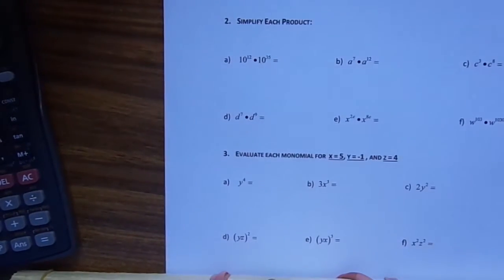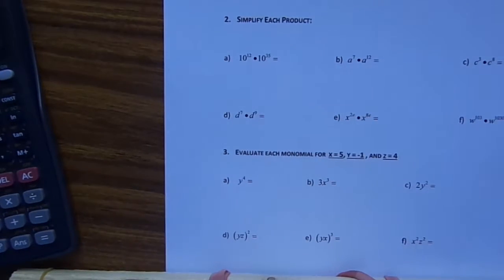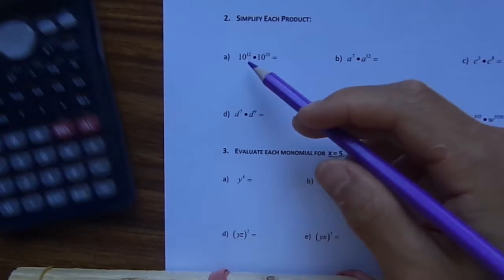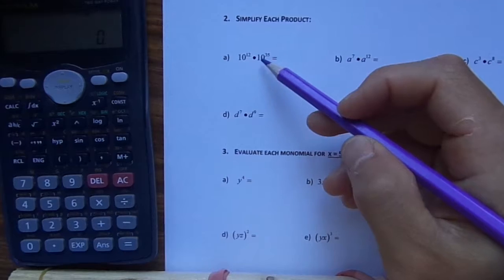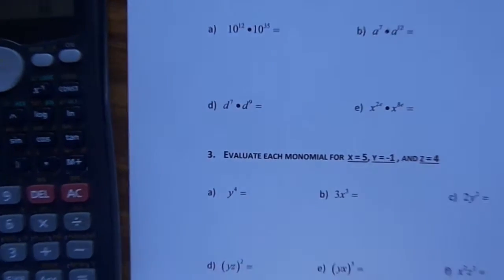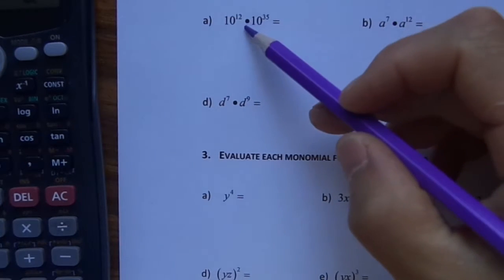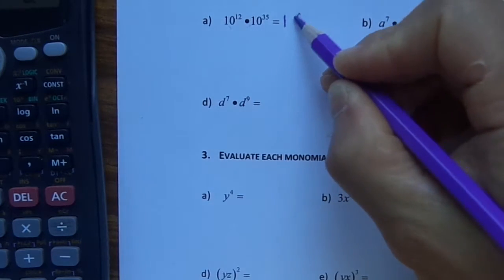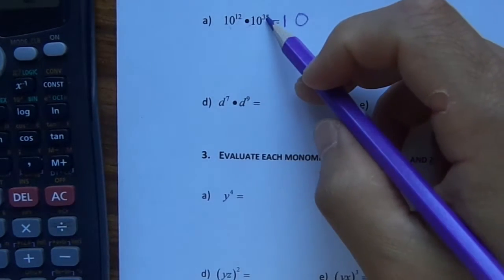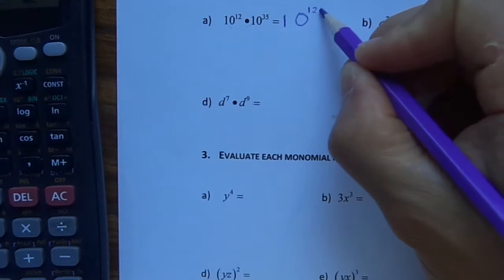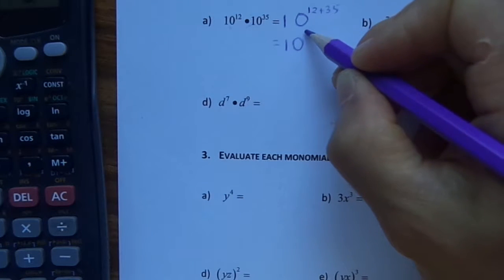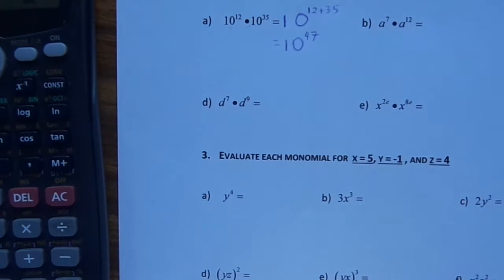Now question 2, simplify each product. So this goes back to exponent rules. Now I'm going to go out on a limb and assume that you are familiar with some of these. When you're multiplying two numbers with exponents and they have the same base, you can simply add the exponents. Now that only works if you're multiplying. That dot signifies multiplying. Same base, so the base will not change. 12 plus 35 plus 35, and your answer is 10 to the power of 47. And you're done.